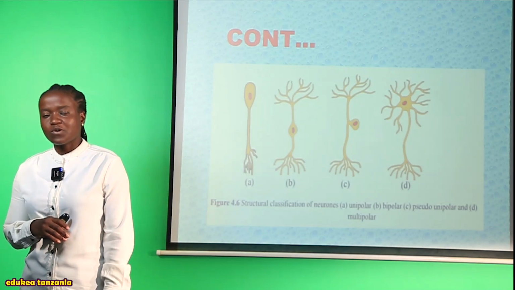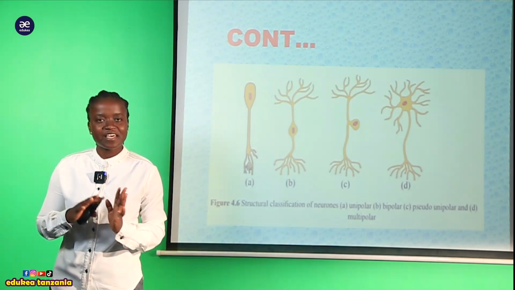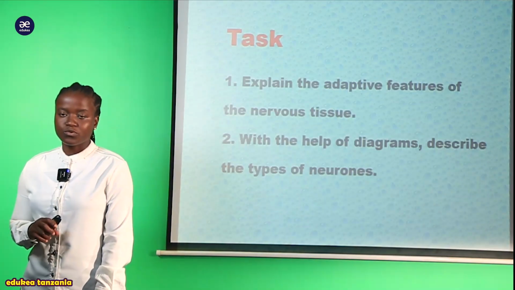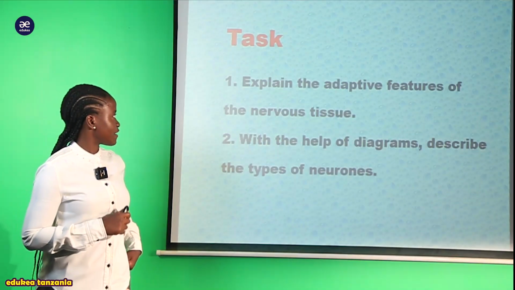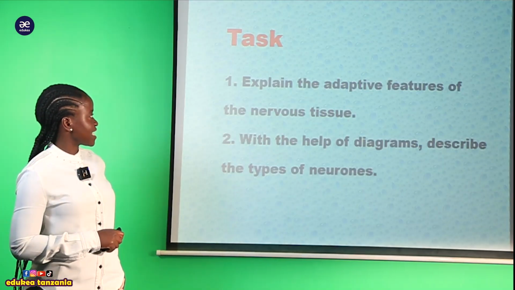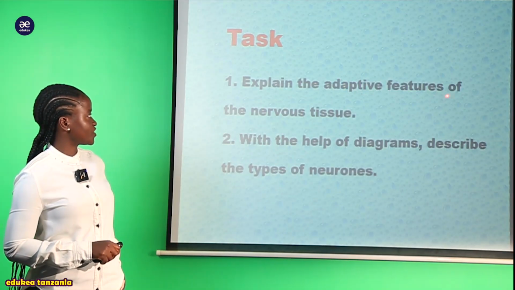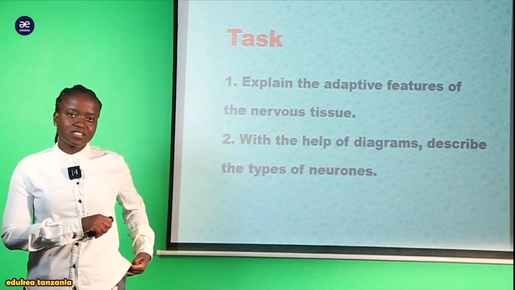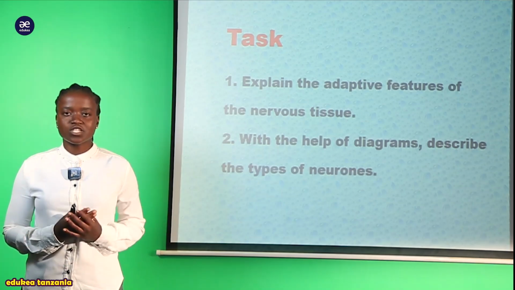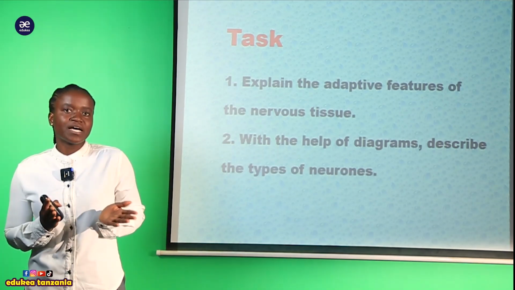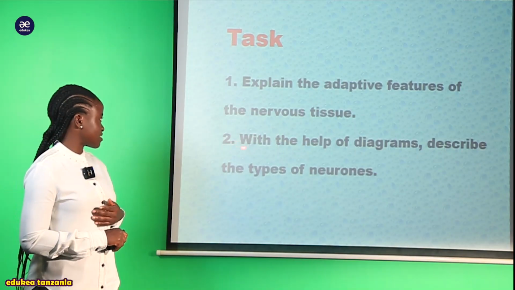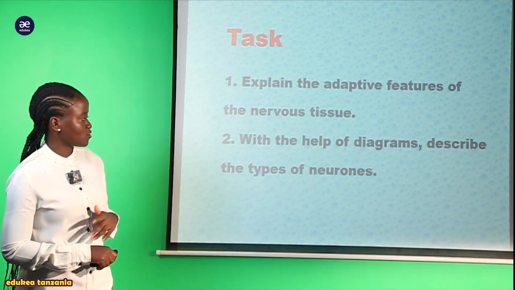So my students, before we proceed further to look at another thing, I have to leave you this task. Make sure that you perform it with your students or with your friends, so that you have the answers. The first task here: explain the adaptive features of the nervous system. I have already discussed this in our topic, coordination on the nervous tissue. So if you have not understood, it is better to go through that, you will understand. And another task is: with the help of a diagram, describe the types of the neurons.